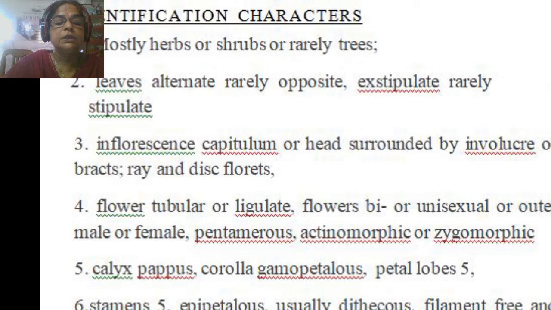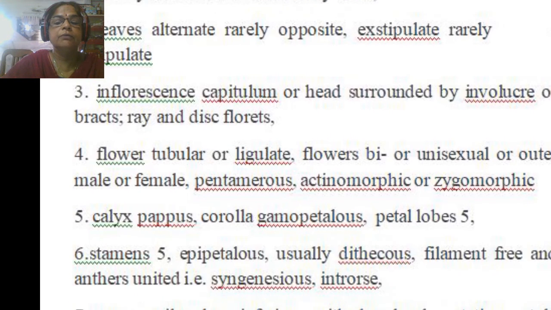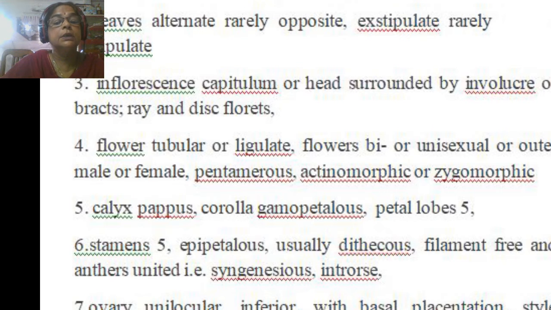Then the stamens: the number of stamens is 5. They are epipetalous, that is, the stamens are attached to the petals. The anthers are dithecous, the filaments are free, but the anthers are united. The anthers are fused. This condition is known as syngenesious condition. In this family the anthers are syngenesious: anthers fused, but filaments free.